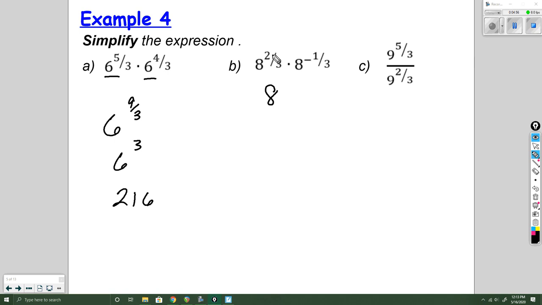And then here, we're going to add those exponents. So we get 8 to the 1/3 power, which is just the cubed root of 8, which is 2. And then for C, keep the base the same. Now subtract the exponents. We have 3 over 3, which is 1, which is just 9. All right.